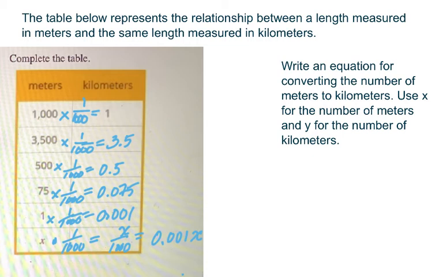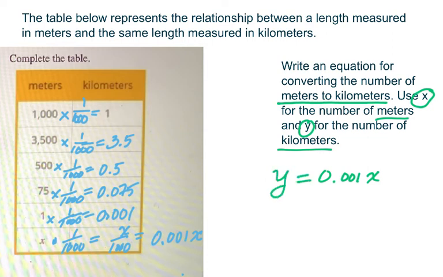It says to write an equation for converting the number of meters to kilometers. We're going to use x for the number of meters and y for the number of kilometers. So I'll start to build this equation here. I'll take a number of meters, x, multiply it by 0.01. That's what I did on all of the numbers, all of the pairs in this table. And when I do that, it gives me the number of kilometers, or y. So I'm starting to see how I can build an equation.